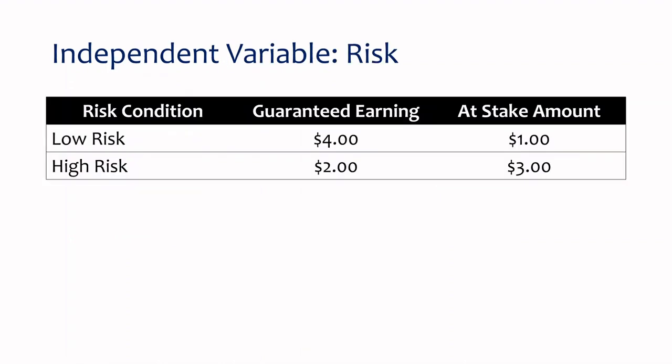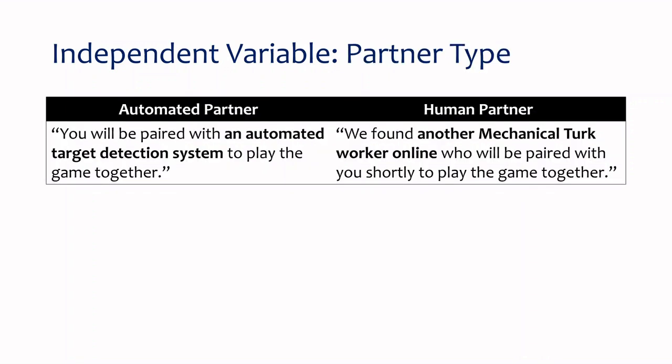We manipulated the risk condition by varying the at-stake compensation for the task. Participants could earn a total of $5. However, if the low-risk condition participants failed to stand in the top 50% scoring teams, they would lose $1. In contrast, the high-risk condition participants would lose $3 if they did not stand in the top 50% scoring teams in their conditions.